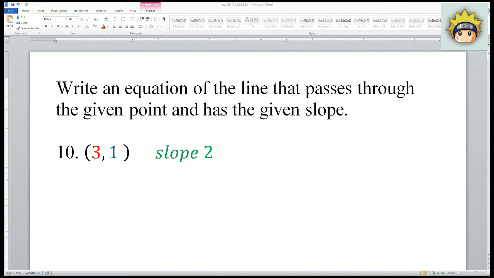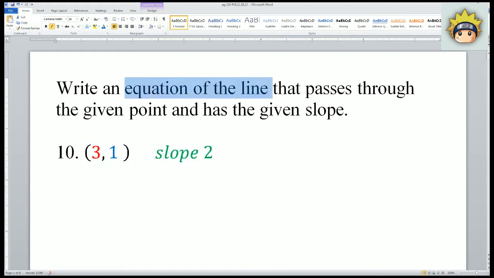This is the homework solution for page 229, numbers 10, 11, 18, and 22. Number 10 asks us to write an equation of the line that passes through the given point and has the given slope. What we have here is the given point and the given slope.